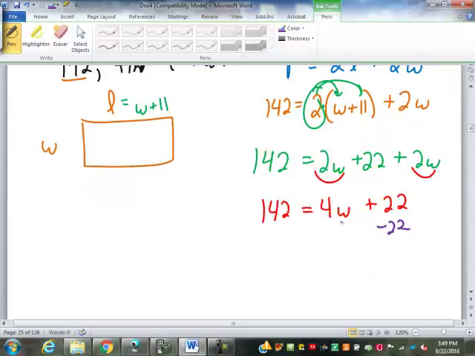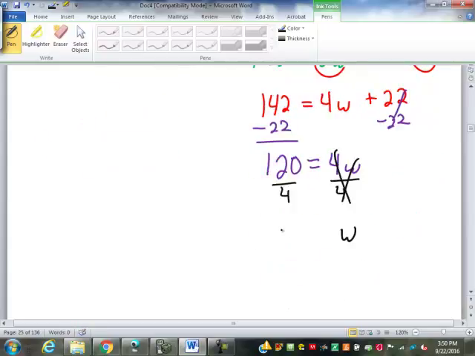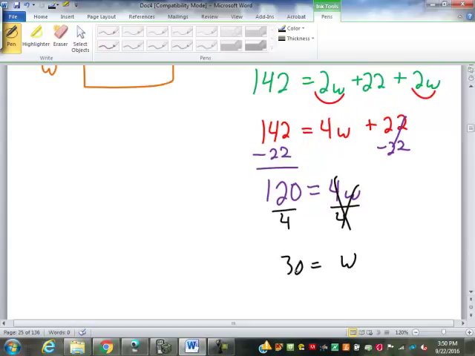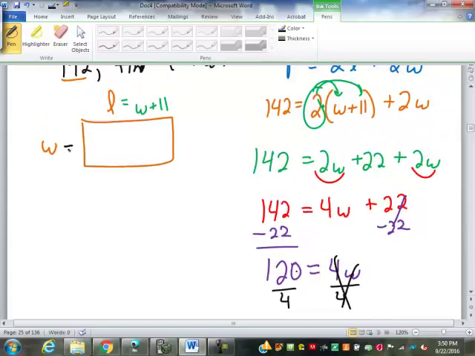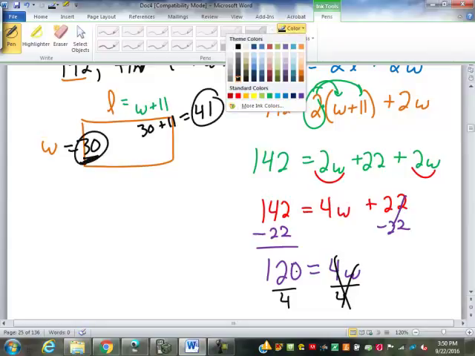Now we're just going to solve. We subtract 22. 120 equals, the 22 is gone, so we just have 4W. And then divide by 4. 30 equals W, or W equals 30. Now what? That tells us our width is 30. What about our length? It's 30 plus 11, W plus 11, or 41. Any questions?